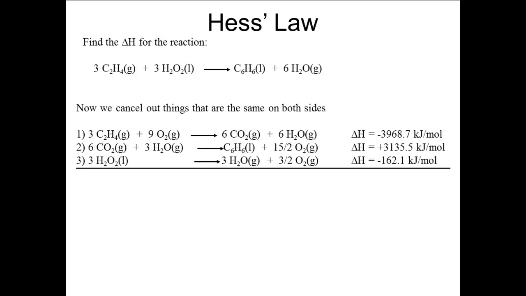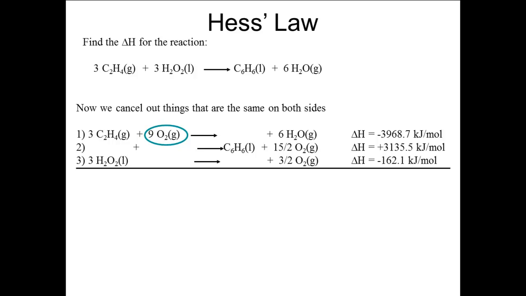We can cancel out those things that are the same on both sides of the arrow, like the 6CO2 gas, which appears on the right in reaction 1 and on the left in reaction 2. Those will cancel out completely and not be a part of the overall reaction. We have 3H2O on the left in reaction 2, 3H2O gas in reaction 3 on the right, and 6H2O gas in reaction 1 on the right. This means that we can cancel out 3 of them, leaving 6H2O on the right.